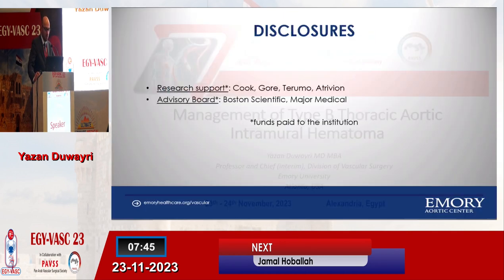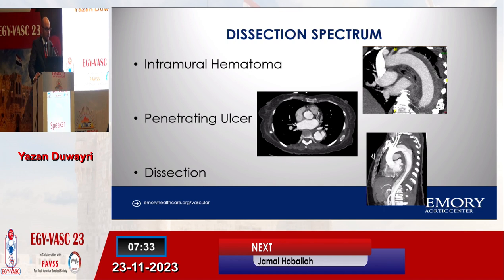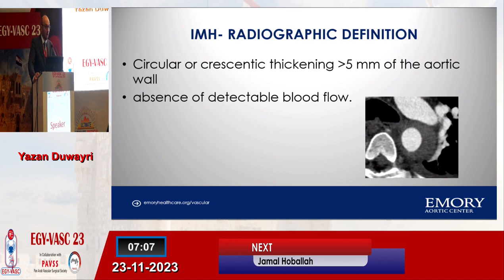The topic is management of type B thoracic aortic intramural hematomas. These are my disclosures. None of them are relevant to this talk. IMH, intramural hematoma, is part of the acute aortic syndrome presentations, and it is one part of the aortic dissection spectrum, which is made of plain known aortic dissection, penetrating aortic ulcers, or intramural aortic hematomas. We will concentrate on talking about PAUs, penetrating aortic ulcers, as well as intramural hematomas.